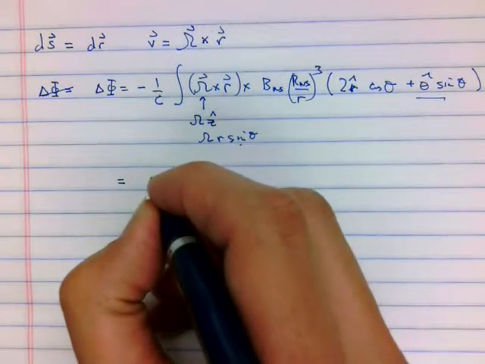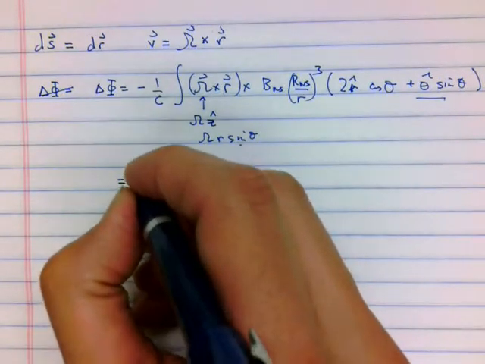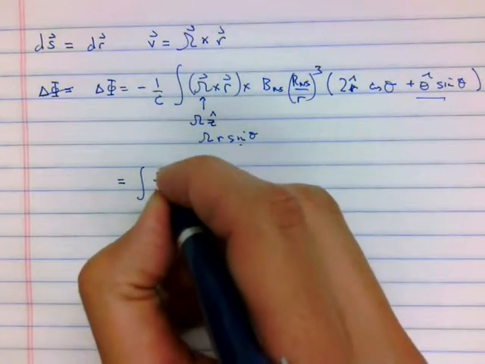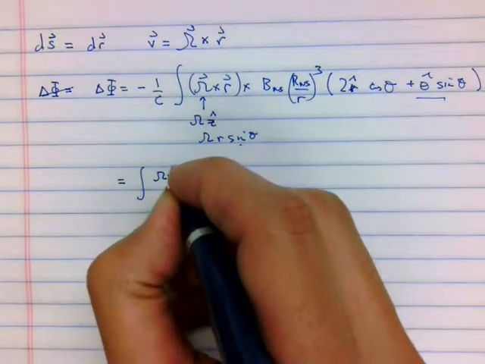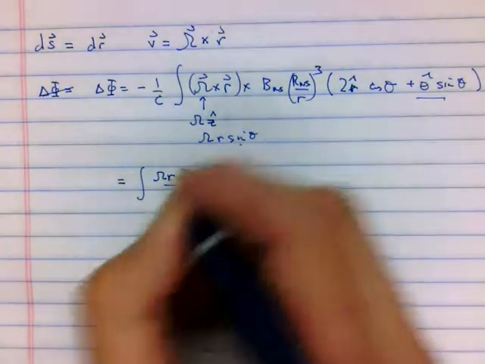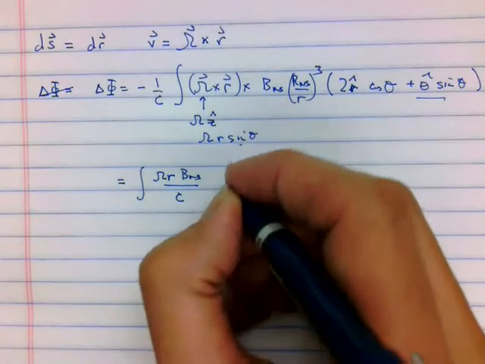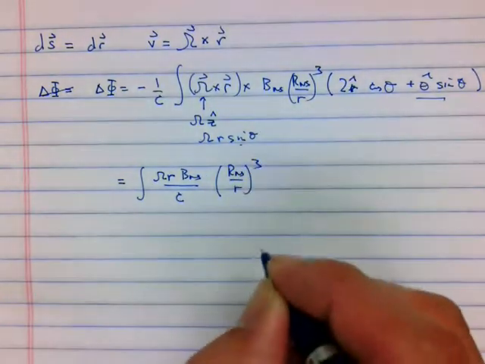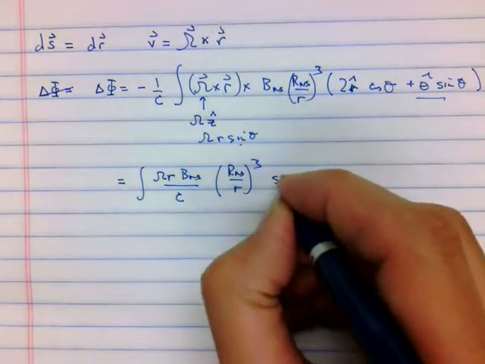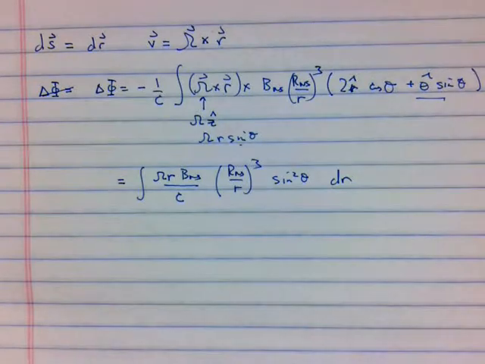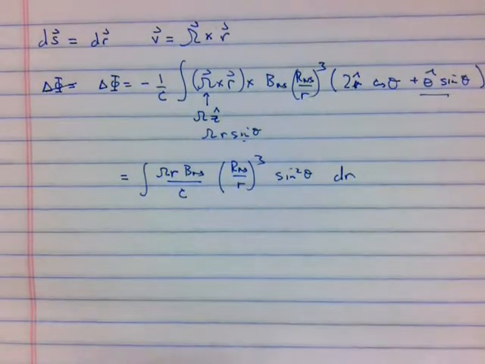Okay. So if we write down the answer, it's going to be the integral of omega r B_NS over c. Okay, move the c back in again because I'm funny that way. R_NS over r cubed, right? And of course it's sine squared theta and then dr. Okay, beautiful. This is almost done. We're almost there.